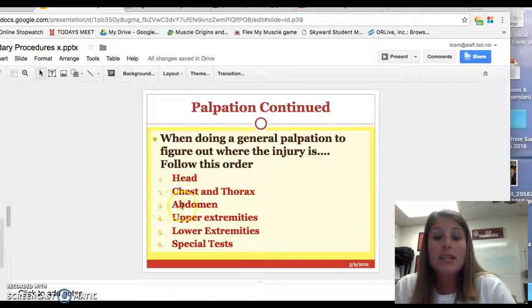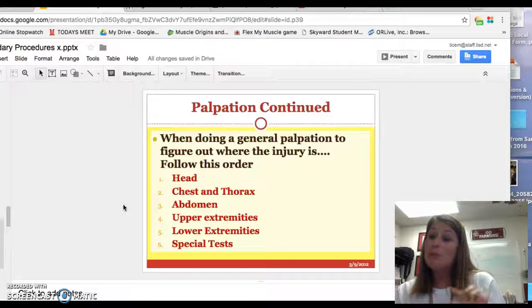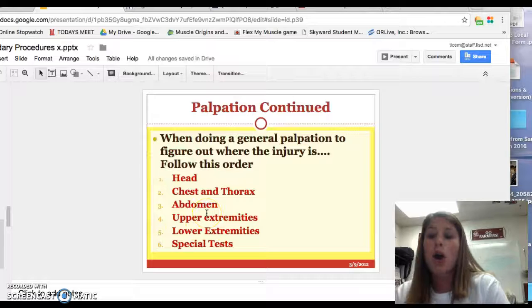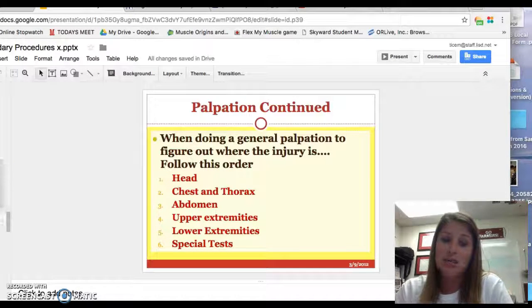Okay, going down to the abdomen where our stomach is, we have a lot of important internal organs, a little bit less important than our brain and our heart, but still vital. And then we go to our upper and lower extremities, your arms, your legs, no internal organs in there, so we've already kind of ruled out anything more important. And then the last section is going into these special tests that we're going to talk about now.